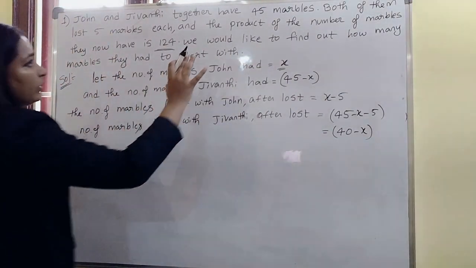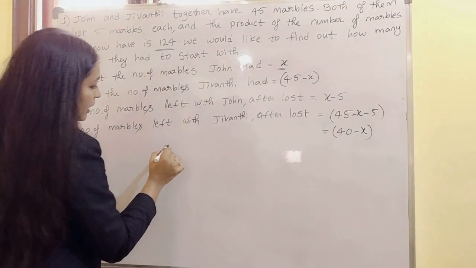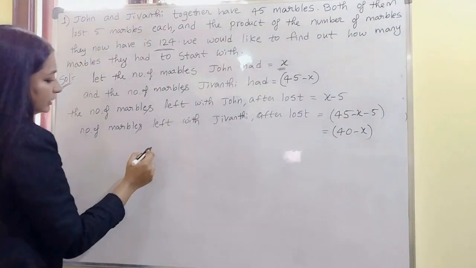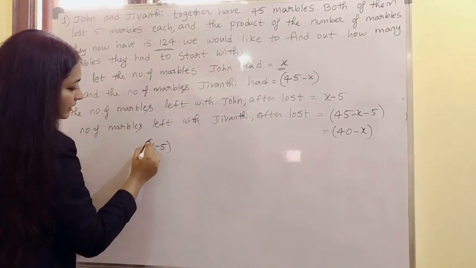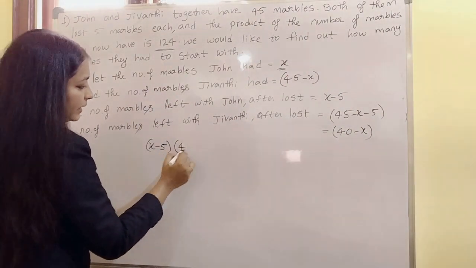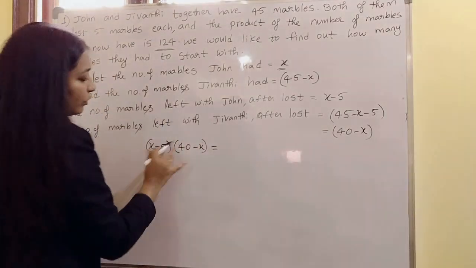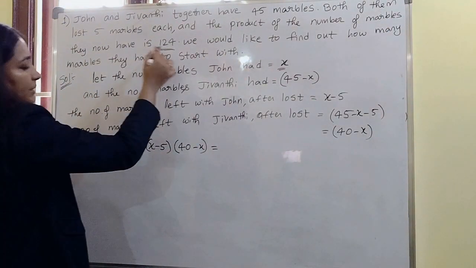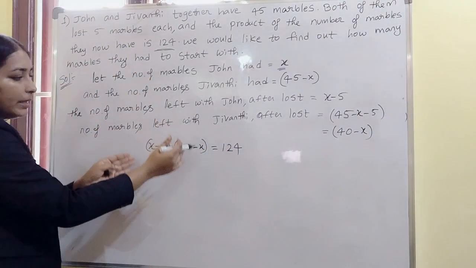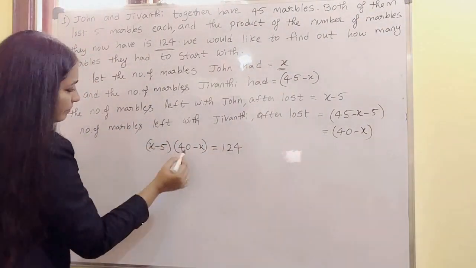Okay, so now the product of the number of marbles is given, that is 124. So what we do, we take the product of the number of marbles with John and Jivanti. Okay, x minus 5, this is the number of marbles John has right now, and 40 minus x, this is the number of marbles Jivanti has right now. So the product of marbles together is given as 124. So we equate the product of the number of marbles they have to 124. Okay, so now we multiply.